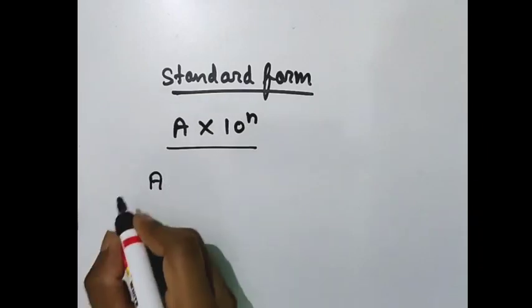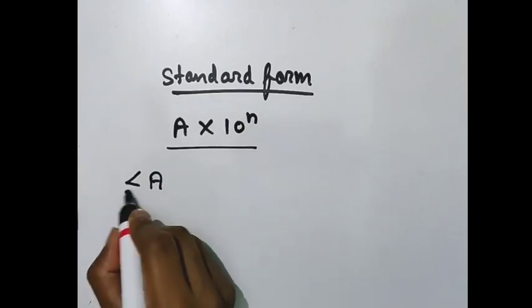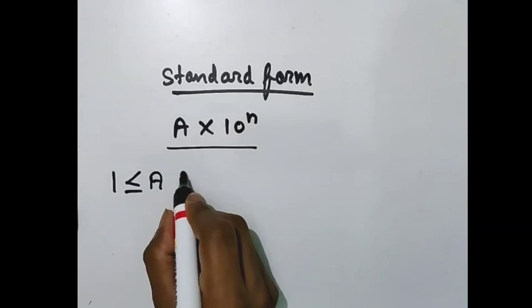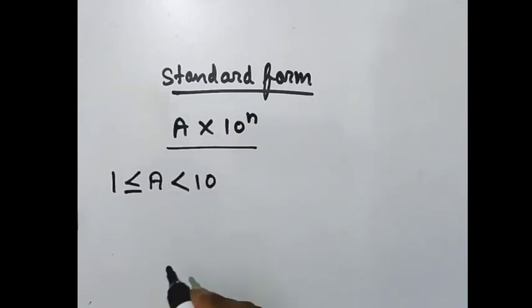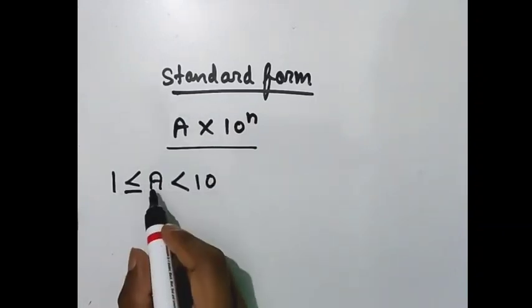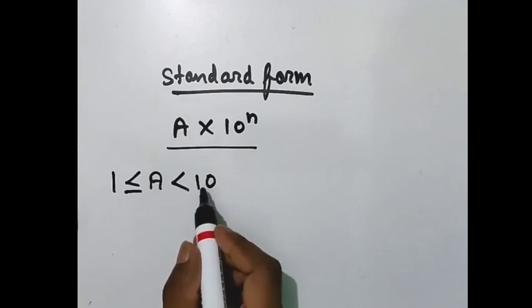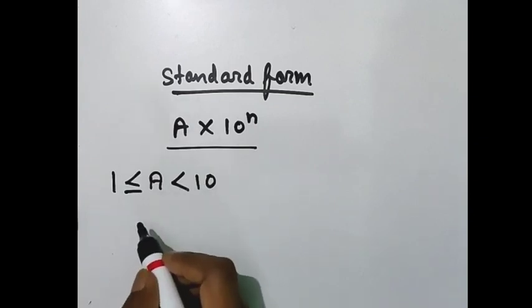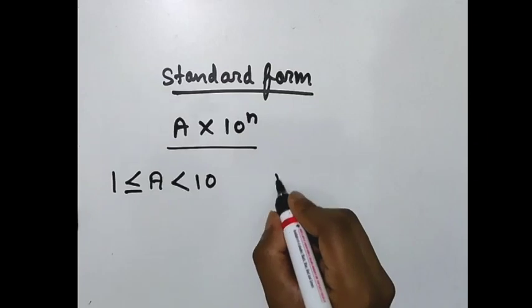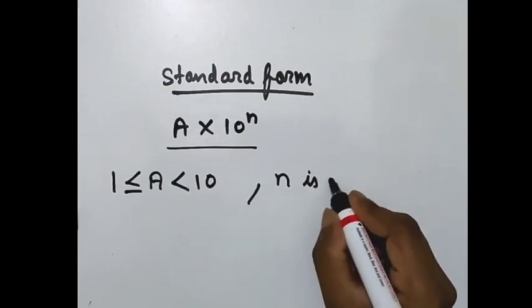So a is a number which is greater than or equal to 1 but less than 10. So a can be 1 but it cannot be 10. It should be less than 10. And n is an integer.